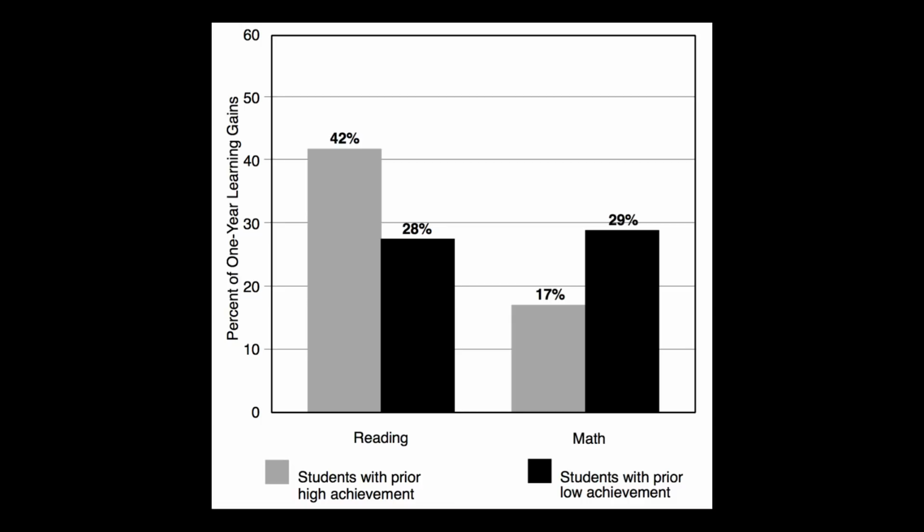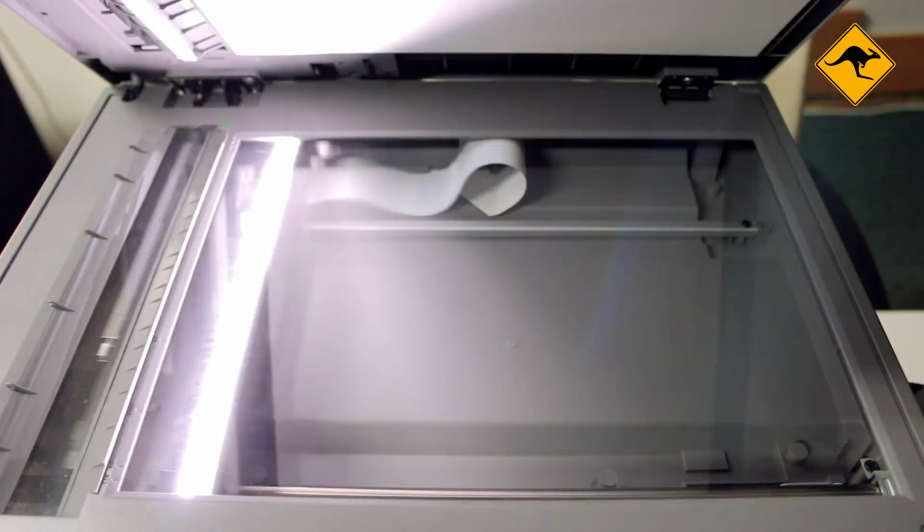That's right, up to a 42% increase in learning just by changing the type of assignment given in class. Now that's all fine for Chicago, but what about if you are a teacher or a student who is stuck with one of these? What can you do? Well, you can replicate exactly the same thing by photocopying just one page.